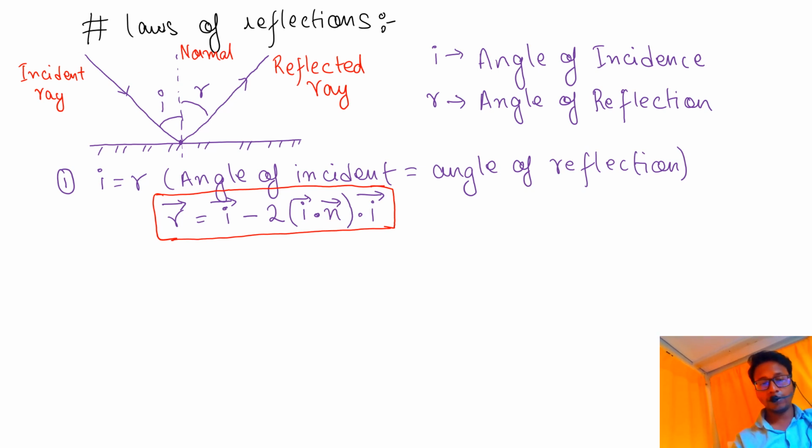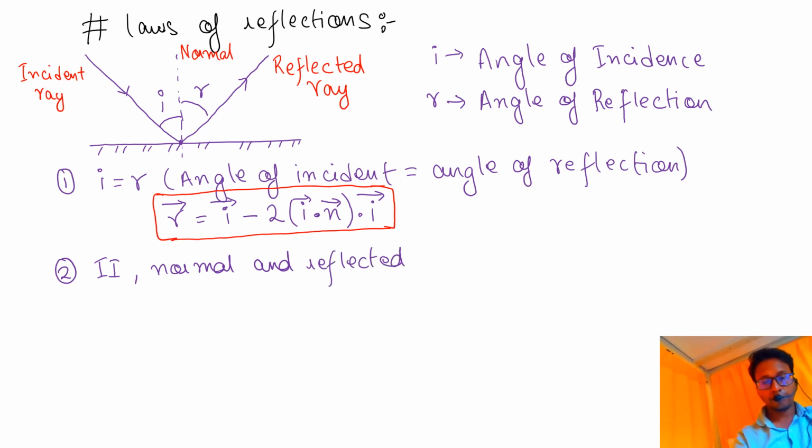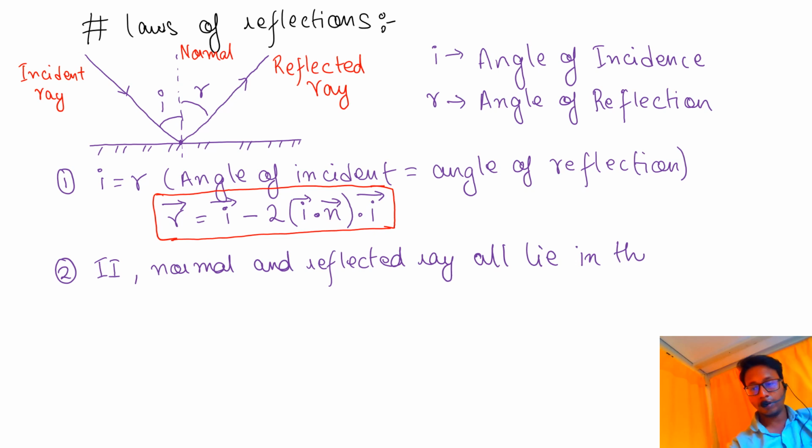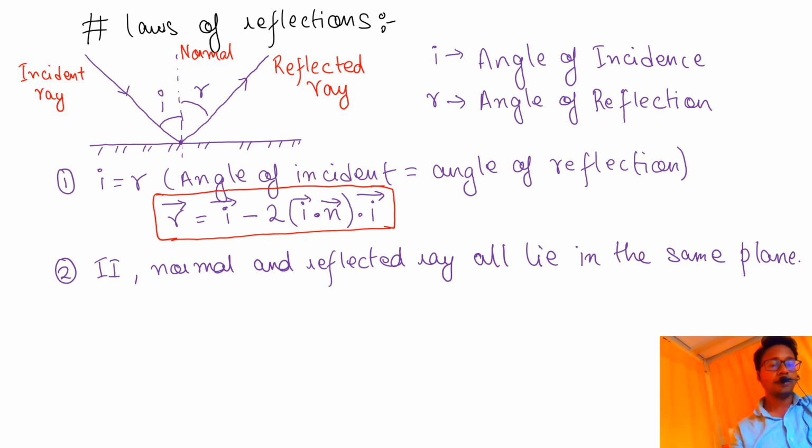And what is the second law? The second law for reflection is that the incident ray, the normal, and the reflected ray all lie in the same plane. The incident ray, normal and reflected ray all lie in the same plane.